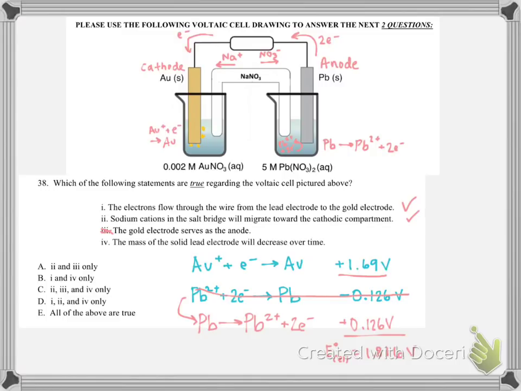4, the mass of the solid lead electrode will decrease over time. And that's also true, because the solid lead is breaking down into the ions, so it's kind of disintegrating, whereas we're depositing more gold on the gold electrode, and it would become heavier. Okay, so then the correct answer here is just D. So it does help to make your own predictions about what goes on before you look at the statements, because sometimes when you look at the statements, they kind of twist your perspective of what you expect.